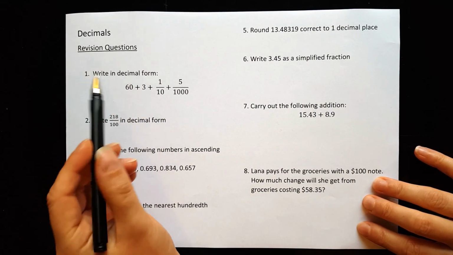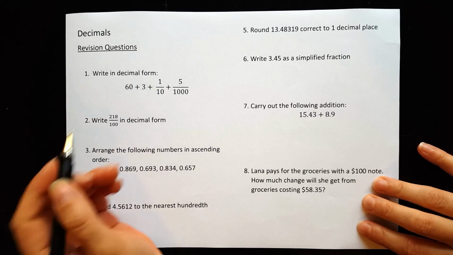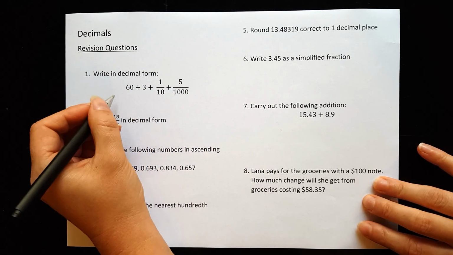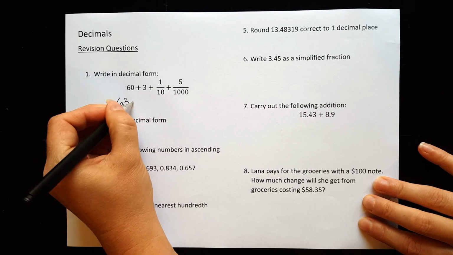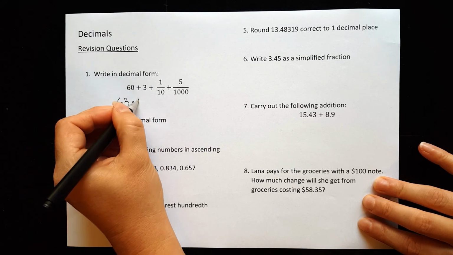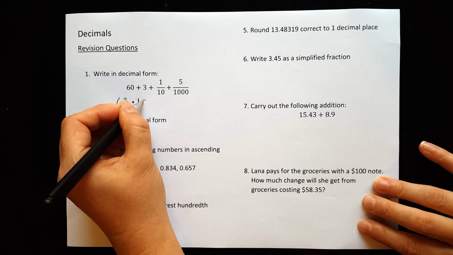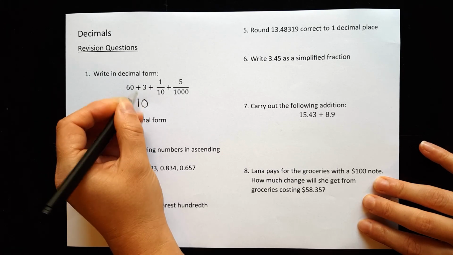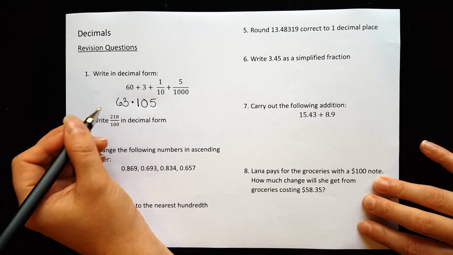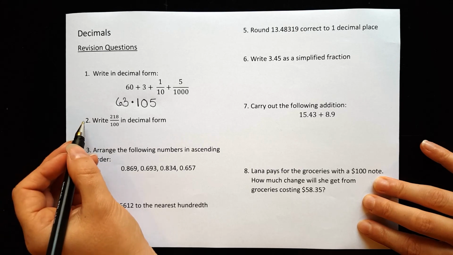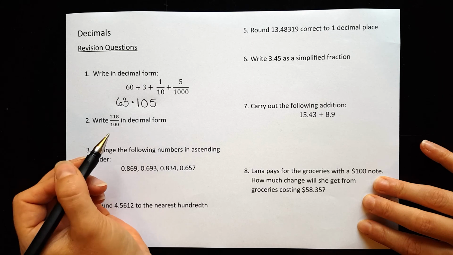Okay, so let's go with question number 1. Write in decimal form 60 plus 3 plus 1 over 10 plus 5 over 1,000. So 60 plus 3, that's my whole numbers here, so it's 63. When I get to the fractions, that means I have my decimal point. I have 1/10 and 5 thousandths. So there's no hundredths, so I need a 0 here in the hundredths position, and the 5 goes in the thousandths position. So 63.105.